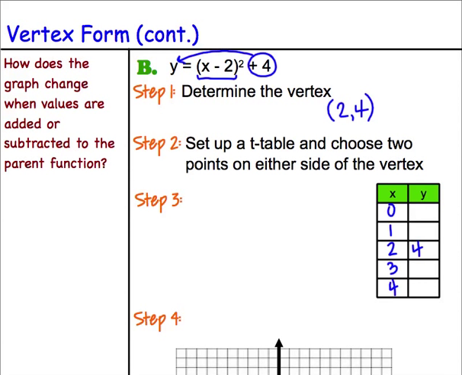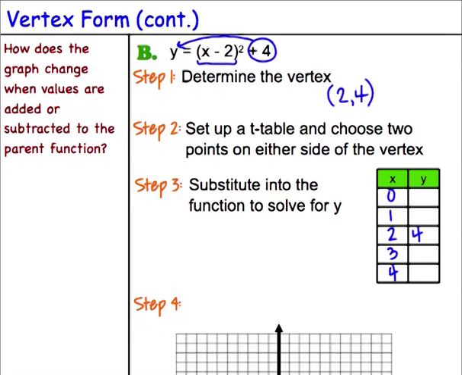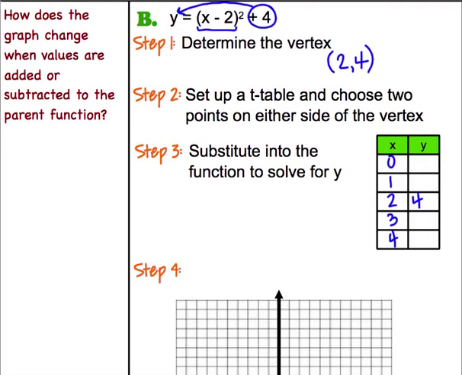Now once we do this, we're going to go ahead and substitute into the function to solve for y. So if I put in 0, I have y equals 0 minus 2 squared plus 4. 0 minus 2 is negative 2. Negative 2 squared is 4. 4 plus 4 is 8. Then if I put in 1, y equals 1 minus 2 squared plus 4. 1 minus 2 is negative 1. Negative 1 squared is 1. 1 plus 4 is 5.